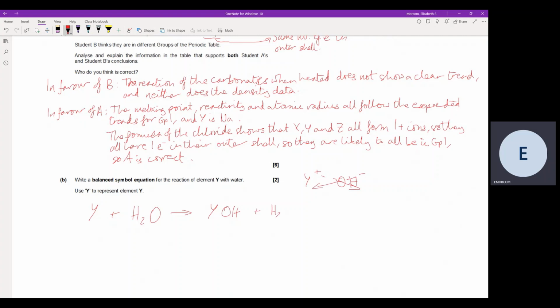And hydrogen, H2. Now, you should hopefully know how to balance this straight away, but just to be on the safe side, let's look at this. So at the moment, we've got 1 Y on each side, 1 oxygen on each side, but we've got 2 hydrogens and then 3 hydrogens. So we can make it an even number of hydrogens on the product side by putting 2 OH, which then means I've got 4, 2, and 2. So now I can put a 2 there, which gives me 4 and 2. And then a 2 in front of the Y gives me a fully balanced equation.